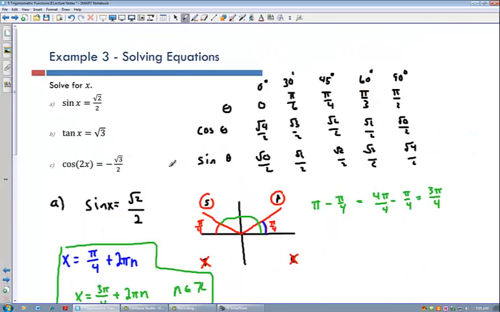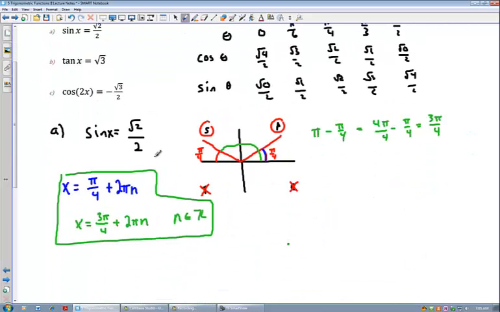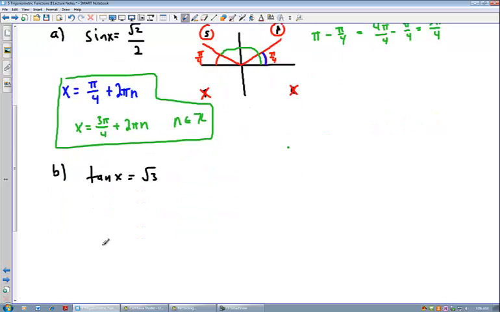All right, let's look at another one, because this takes a little bit of time to sink in. So part B, I want to figure out when the tan of x is equal to root 3. So on this one, I think, okay, when is the sine of x over the cosine of x equal to root 3?